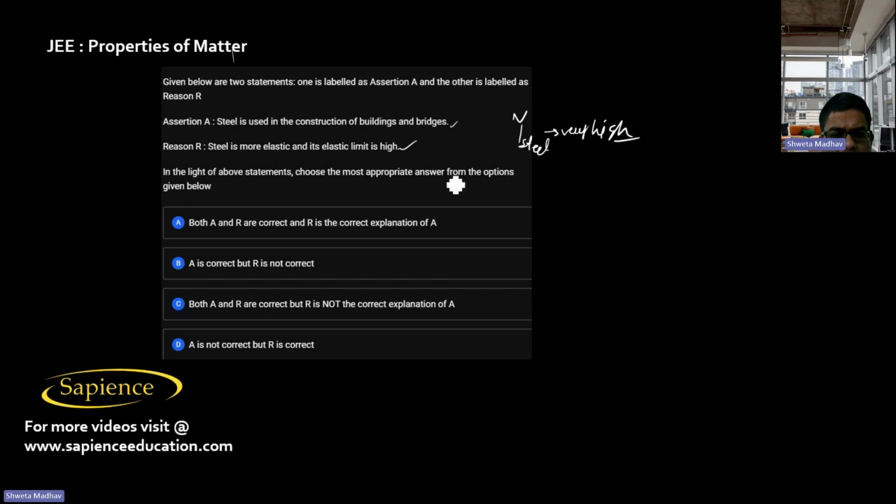In the light of the above statements, choose the correct answer. So both A and R are correct, and R is the correct explanation of A. Option A is the correct answer.